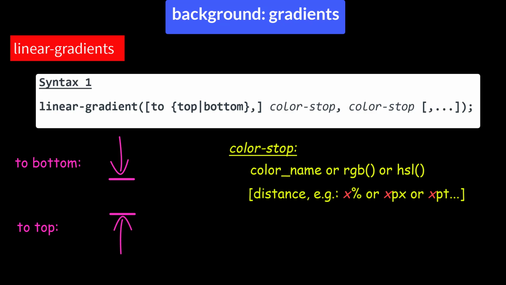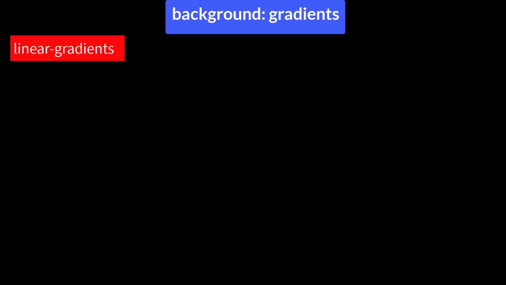Optionally, a color stop is followed by a distance, some number with a percent or some number with pixels or some number with points, etc. This distance indicates how far down the screen the new color should begin. The default is equidistant based on the number of colors.